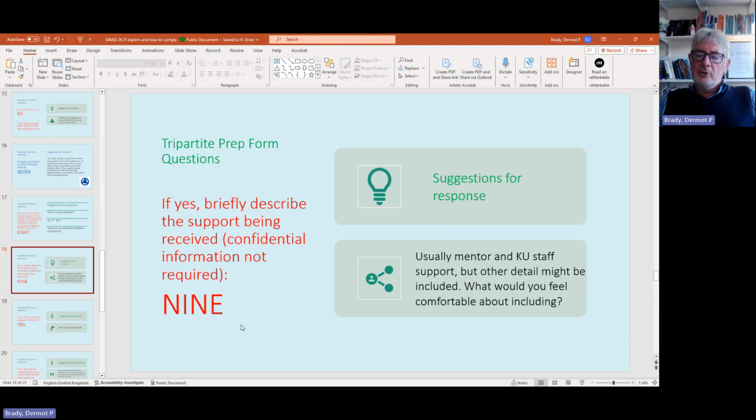Now, there is no need to include confidential information here. So the chances are, if you were receiving additional support or needed to access additional support, there's probably a process, or I would hope, or a discussion going on about that. That stuff will be recorded elsewhere. So here you could just give the briefest of description about the support being received. Or it might be more general. You might be able to say something like, I get on really well with my mentor. I find them incredibly helpful, and the sessions that we have together are really helping me.